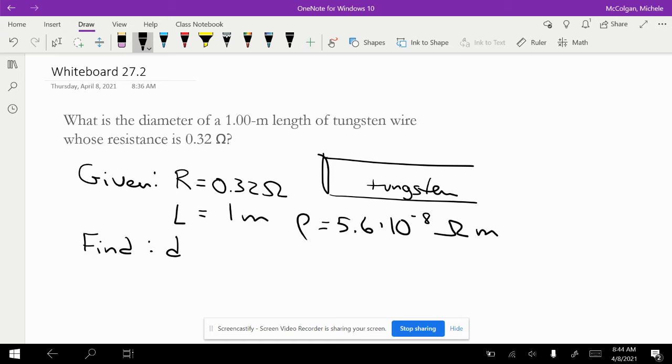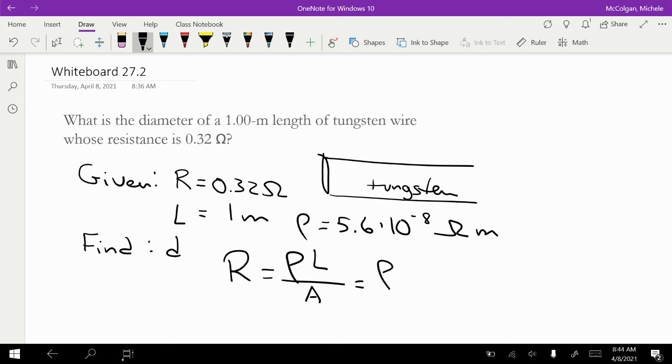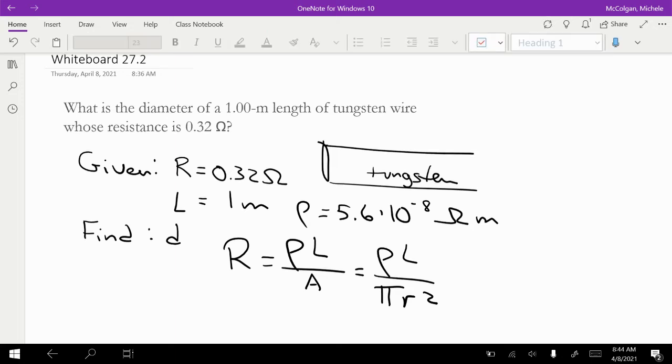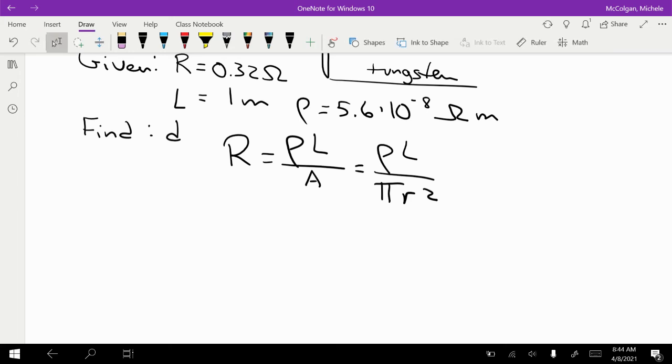Okay, so I'm going to use the equation that the resistance is equal to the resistivity times L over the area, and that's equal to the resistivity times L over pi r squared. What I'm going to do is find r and then find d, so I'll just double it. So I'm going to rewrite this equation. If I cross multiply, I can just swap my r squared and my capital R. So r squared is equal to rho L over pi times R.